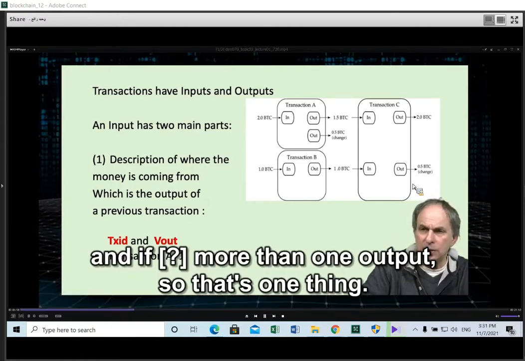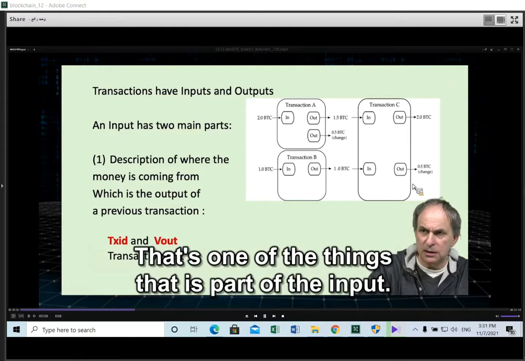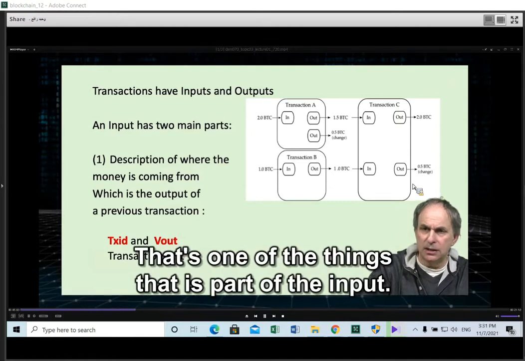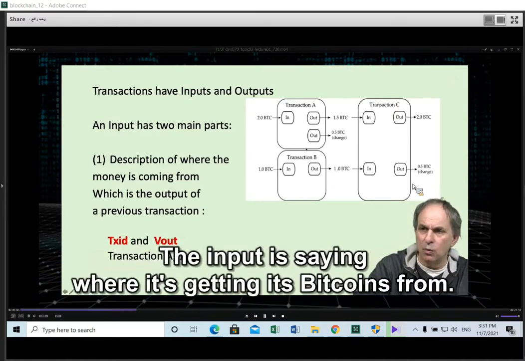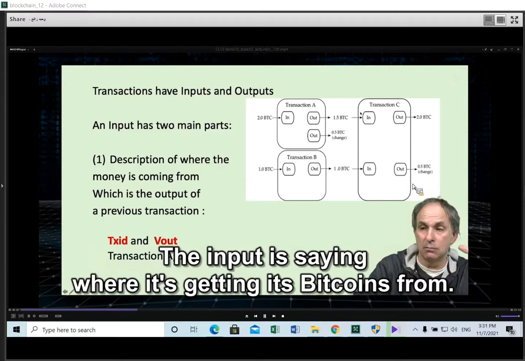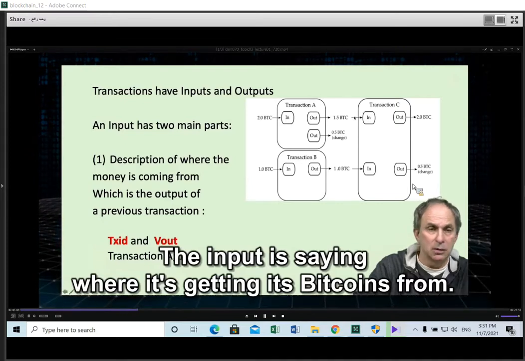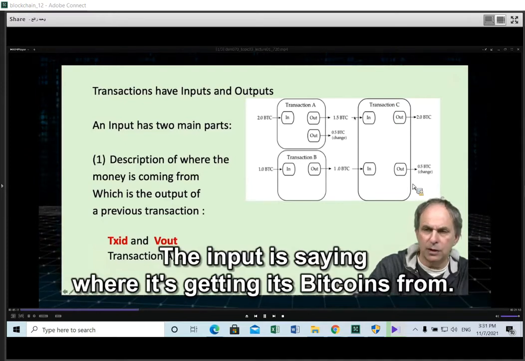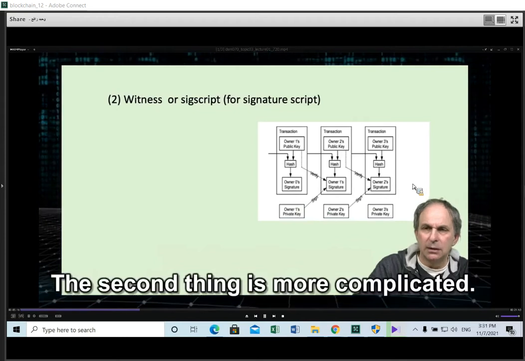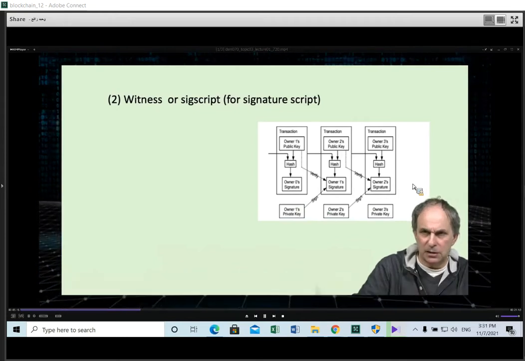Okay? So that's one thing. That's one of the things that is part of the input. The input is saying where it's getting its Bitcoins from.